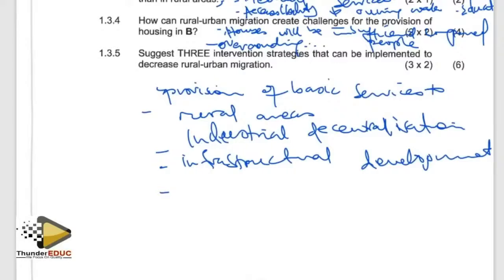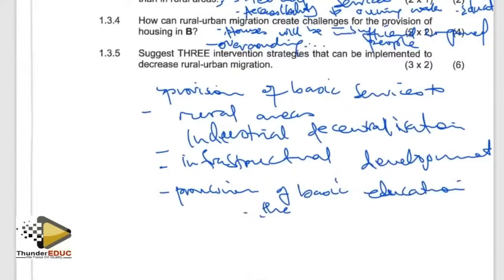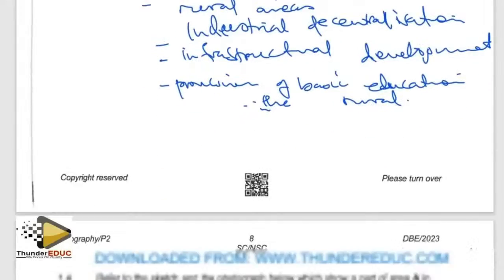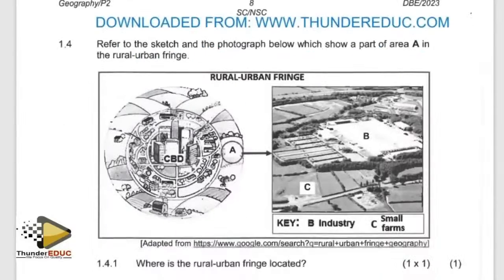Okay, we can also talk about improving the provision of basic education in the rural areas. So in other words, what can be done in rural areas to stop people from leaving rural areas to go to urban areas? Okay. We go to 1.4.